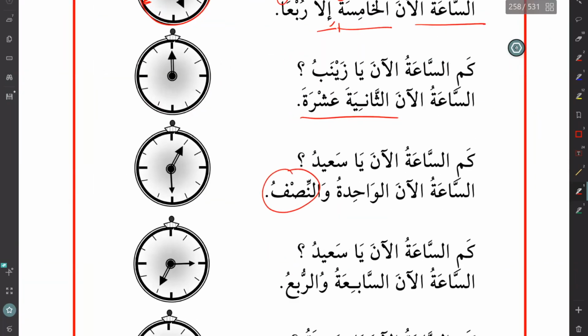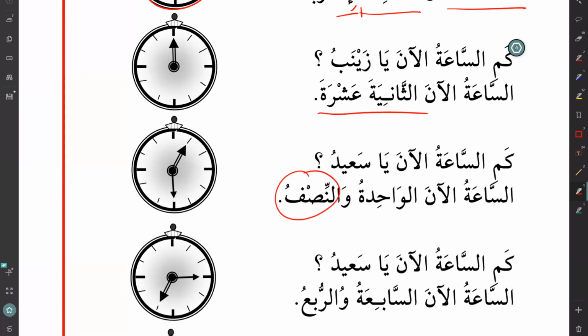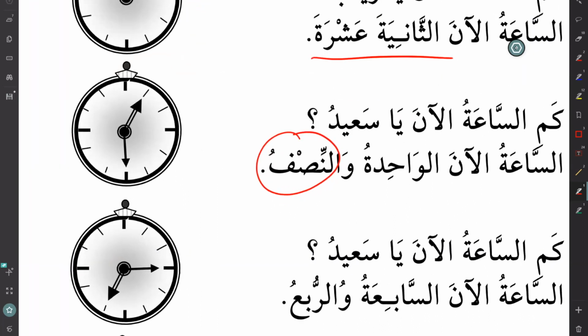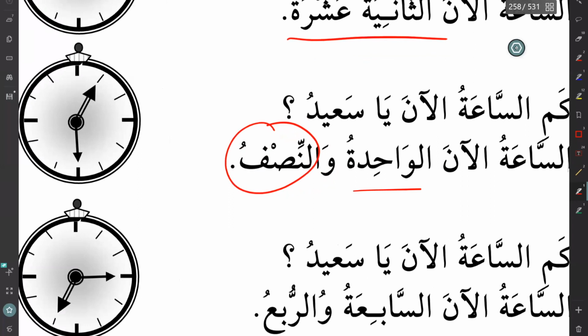So now how do we say 1:30, like 30 minutes? 1:30, 2:30. In English, I think we just say 2:30, 4:30, 5:30. We give the whole numbers. But in Arabic, we'll say nisf. Nisf is half. So here we have 1:30. How do we say it? Al-wahidatu wa nisf. This one is easy. 1:30.